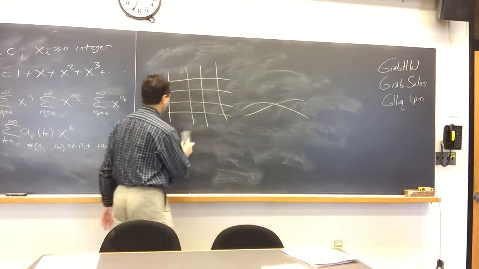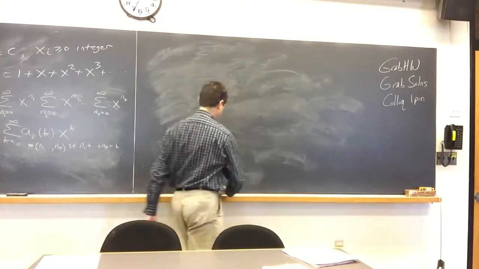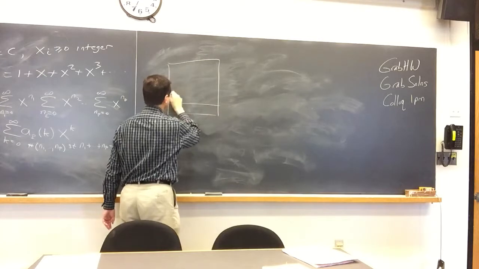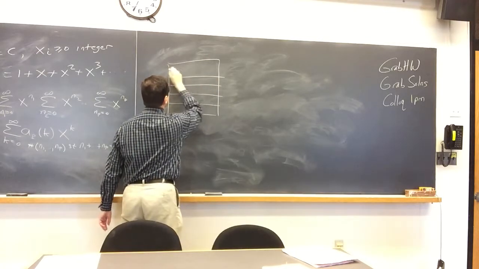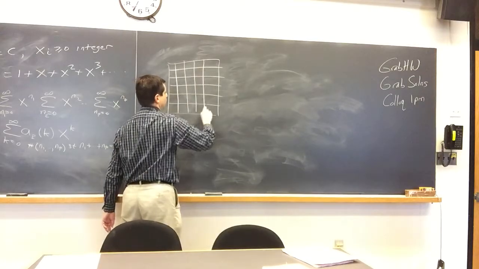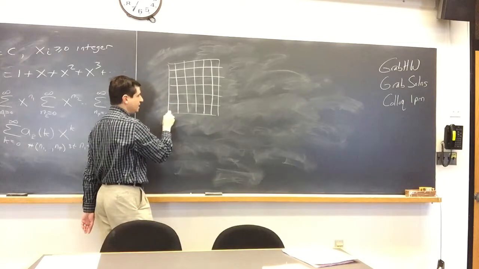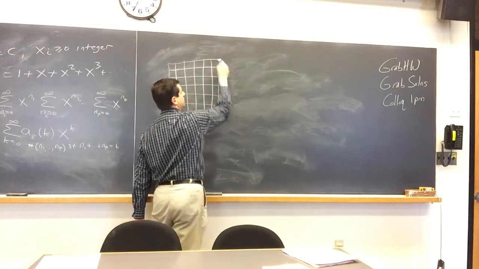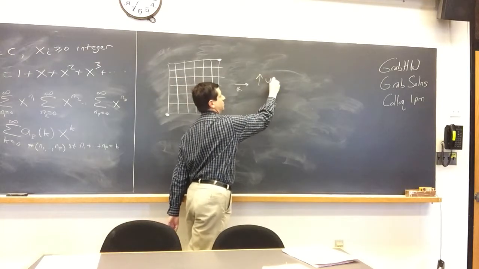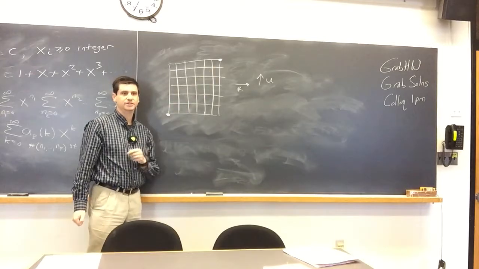So there are a lot of problems you can ask about grids, and the problem we want to deal with is certain types of paths. So let's take a grid with points 1, 2, 3, 4, 5 in each direction. The goal is I want to start here and end here, and I can only walk right and up. How many paths do I have from here to here?